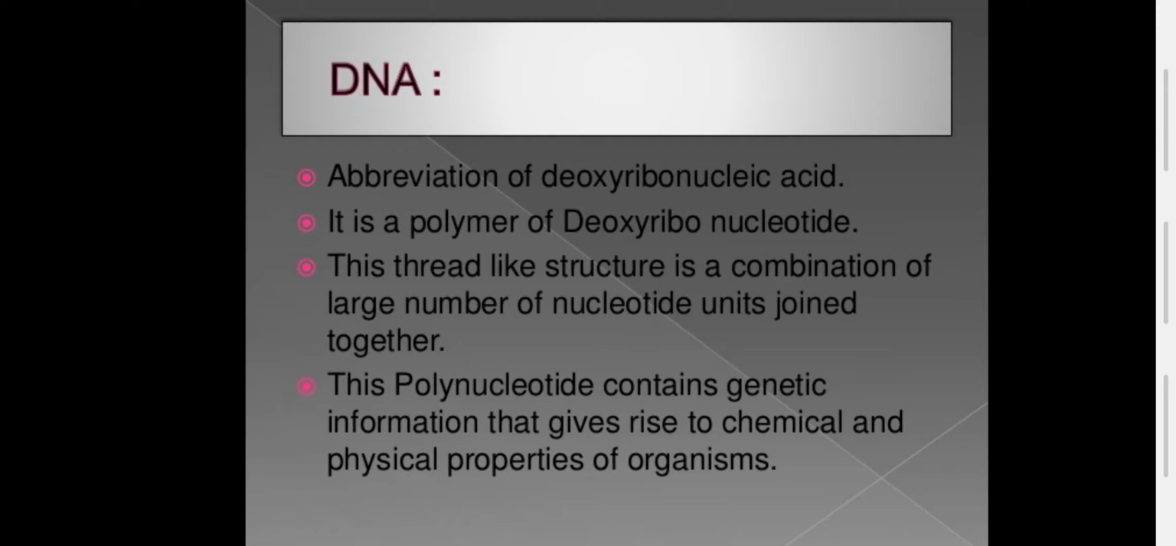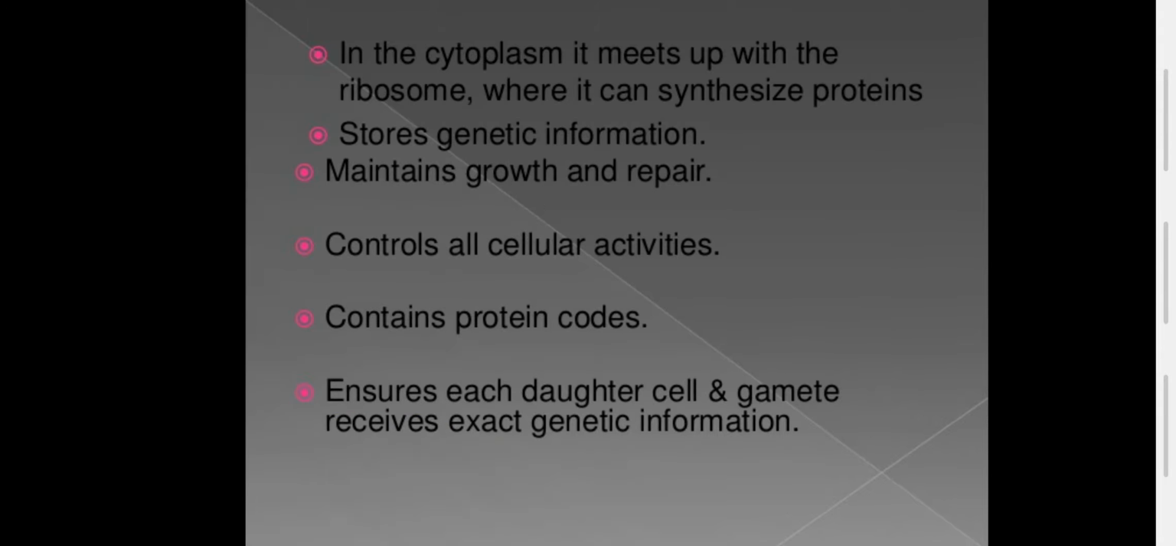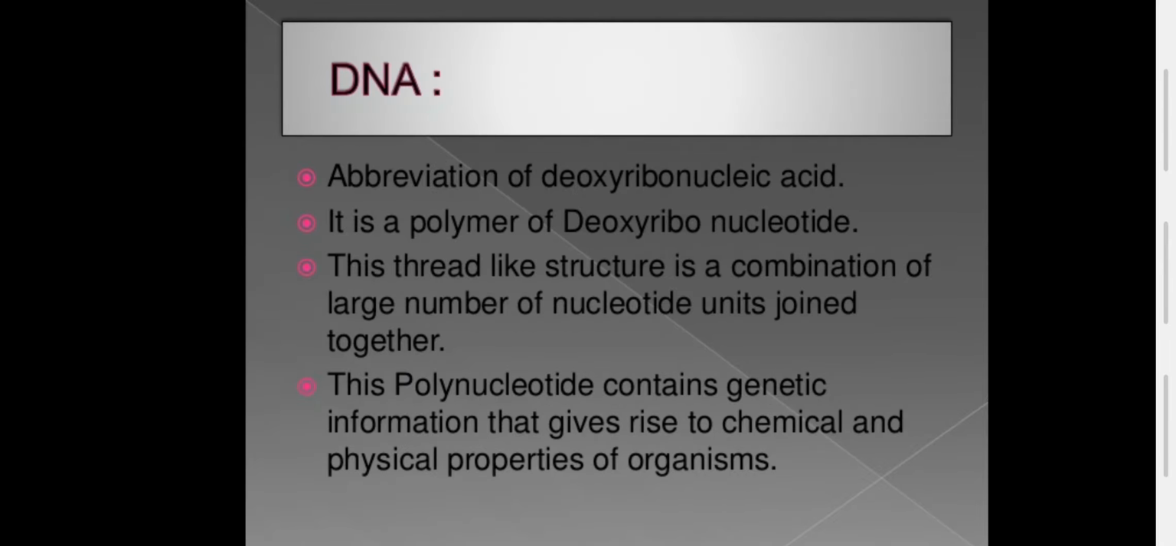When we say polynucleotides, it is a large number of nucleotides bonded to another nucleotide and bonded to another nucleotide. So that makes it a polynucleotide. This polynucleotide contains genetic information or genetic material that gives rise to the chemical and physical properties of the organism. So that ensures the daughter cell and the gamete receive exact genetic information, and it is necessary to form a complete organism. So that's the reason behind that.